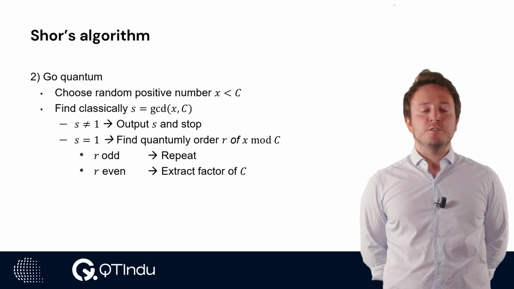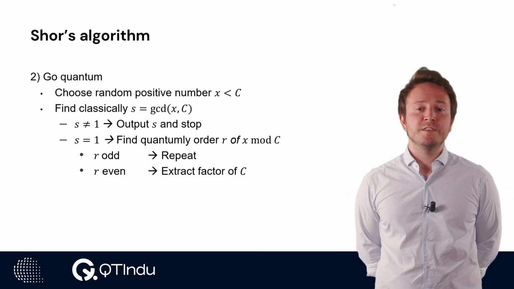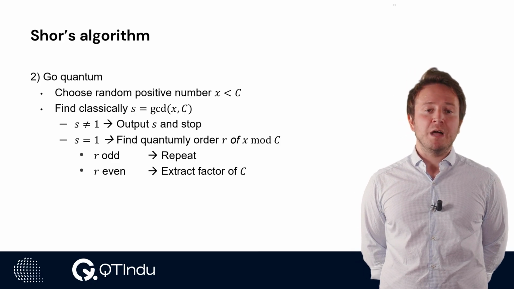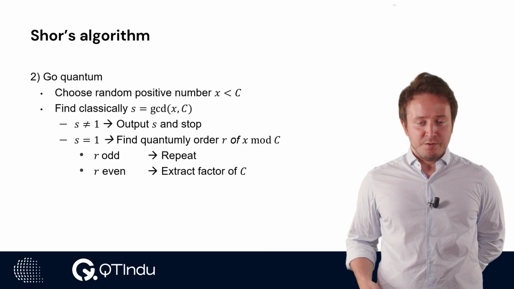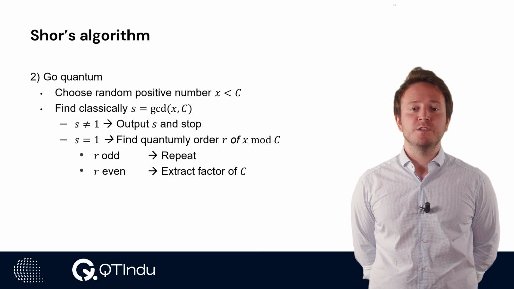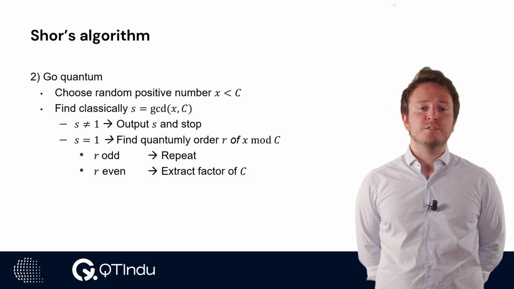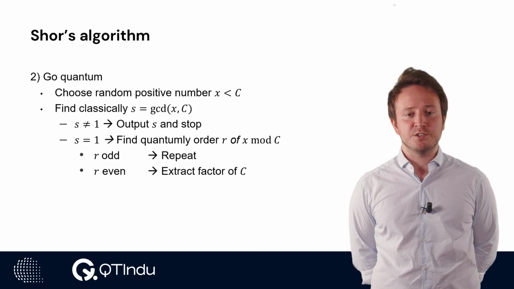If R is an odd number, we fail. As we saw before, the relation between order and factorization only applies when R is even. So if we find an odd order R, then we need to repeat the algorithm. But if we find an even order R, then we can extract the factor of C, as we discussed in the last lecture.